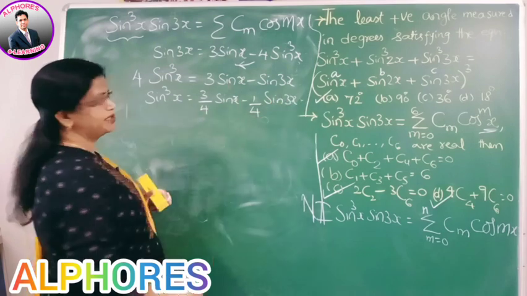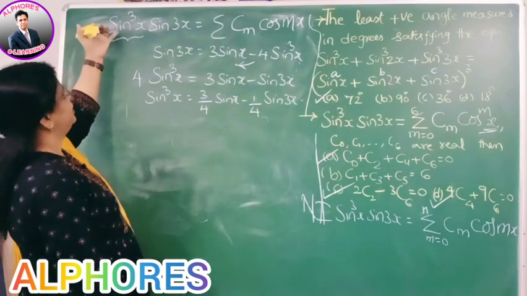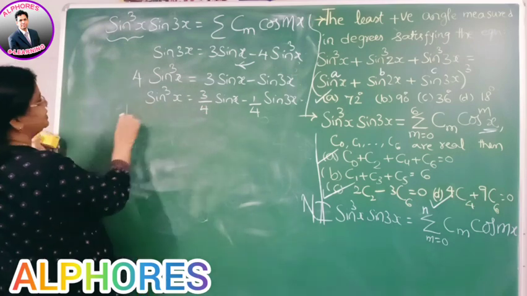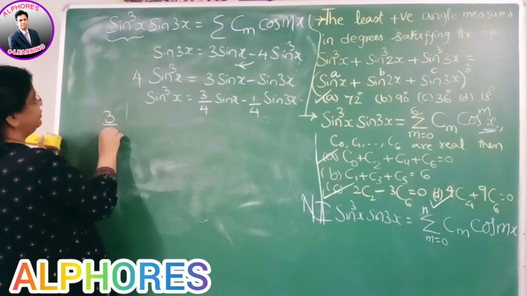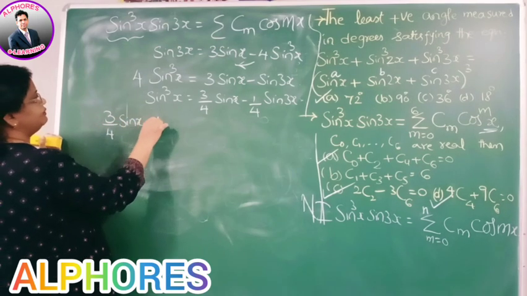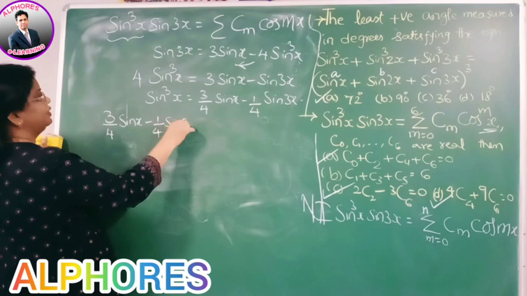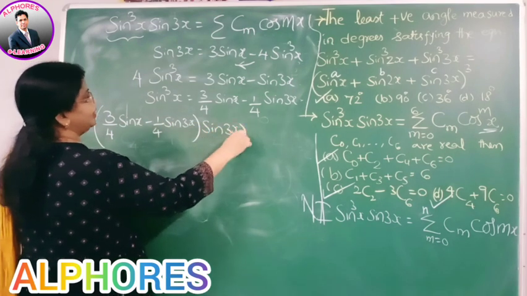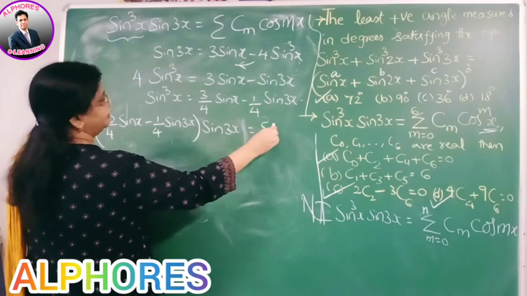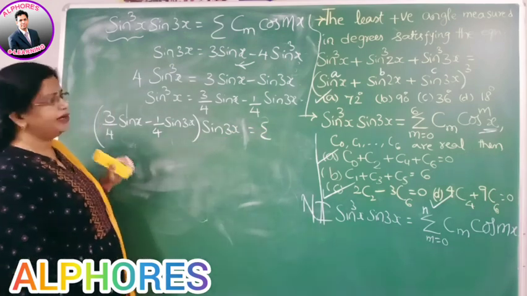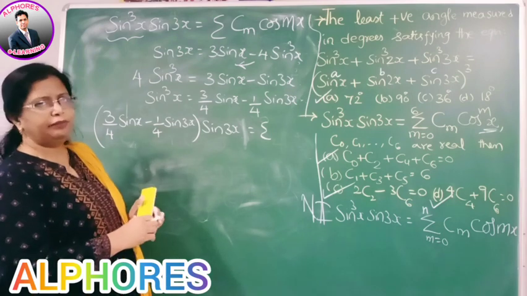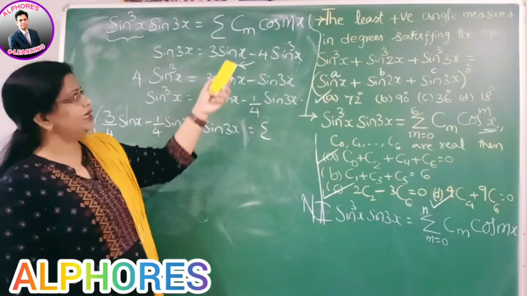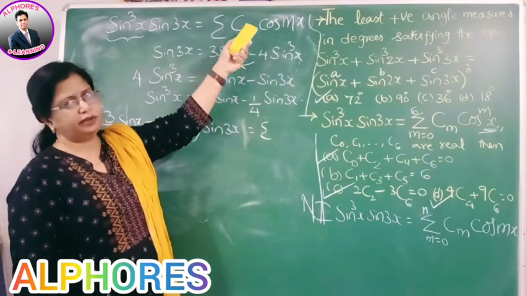Got it? Now students, let us substitute for sin cube x this kind of value. If I substitute that value, 3 by 4 times sin x minus 1 by 4 times sin 3x, and into sin 3x, and this side you have sigma, the other value, right? Now this is the value you got, but again the same problem. What is the same problem? Here all are in terms of sine, whereas the RHS is in terms of what? Cosine value.